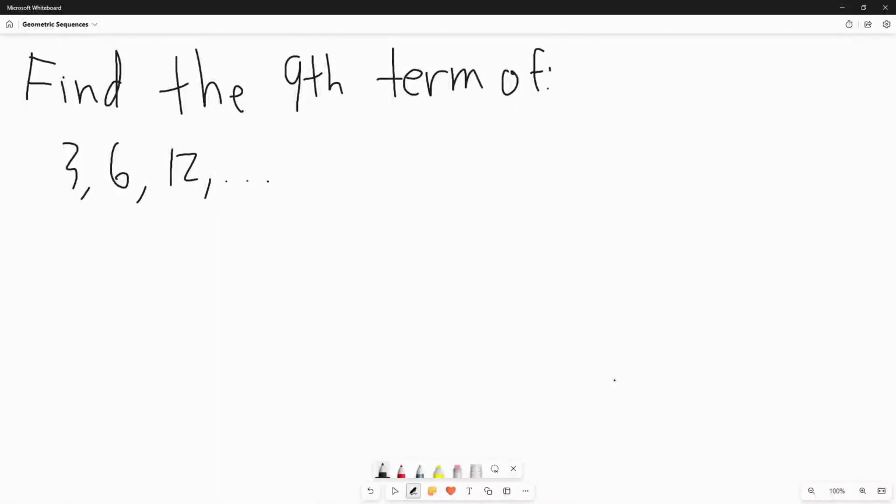Let's do another practice problem. This one's also pretty easy. If you think you can do it by yourself, then pause the video and try it. But the way to solve this problem is to look at the common ratio between these three terms. The problem is asking you to find the ninth term of this sequence, but you only know the first three terms.